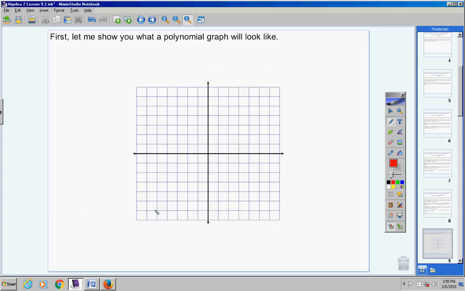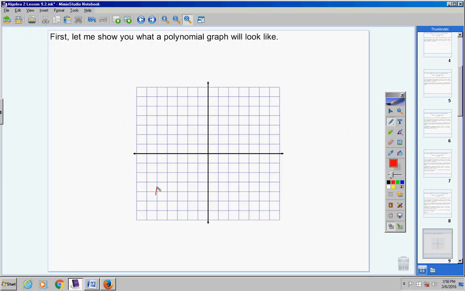Now, take notes on this however you feel necessary. A polynomial graph can have many turns sometimes. It might only have one turn. It might have no turns. But a polynomial graph takes smooth, rounded turns. When you graph a polynomial, you would never see something like this, a sharp turn. All of the turns will be smooth, rounded turns.